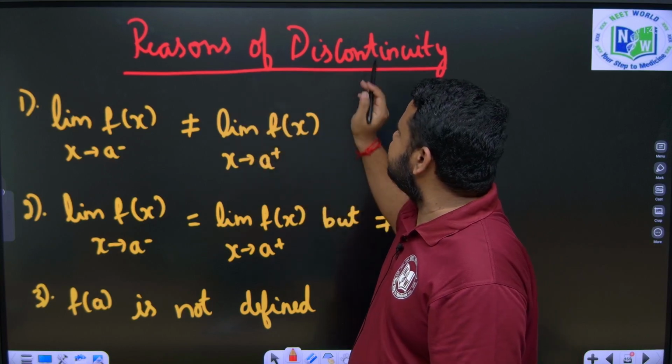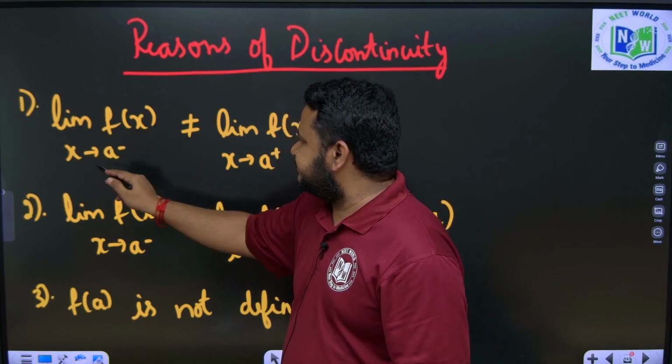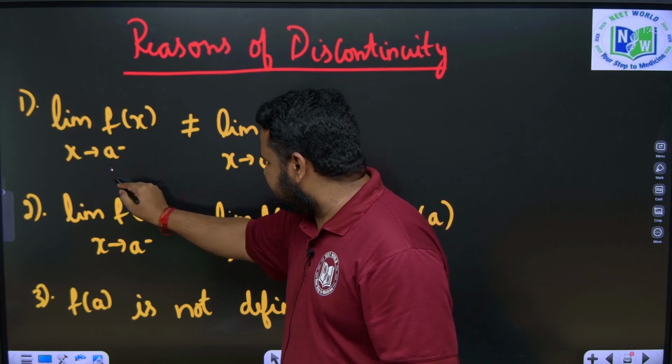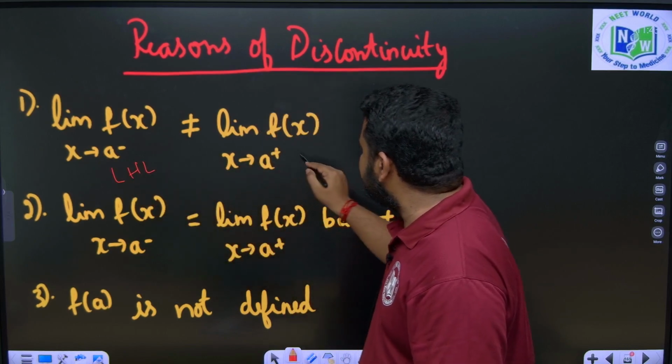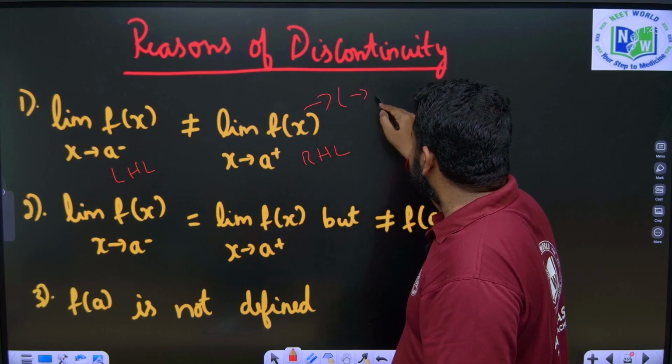Then what are the reasons for discontinuity? One is that the left limit, that is the limit of f of x as x tends to a minus, the left-handed limit, is not equal to the right-handed limit. That means the limit does not exist.